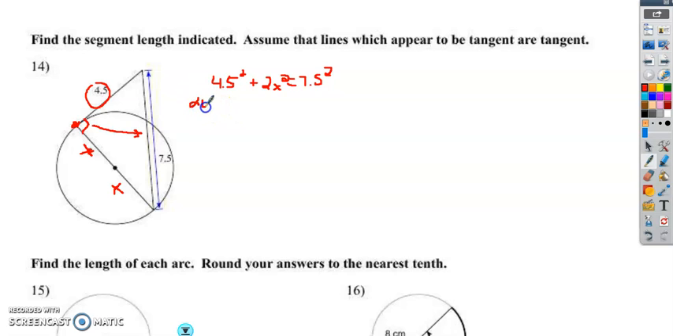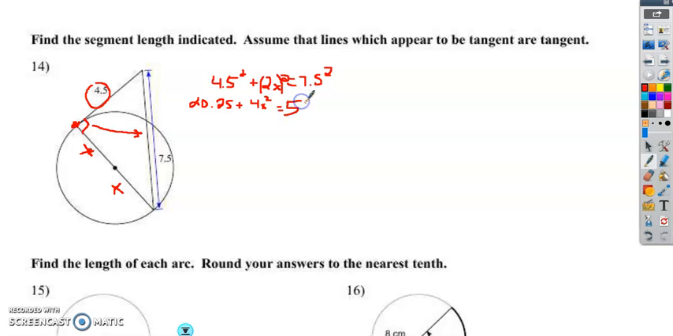So what I'm going to do here is go with 4.5 squared, which is 20.25. So I've got 20.25, and then this is going to be plus 4x squared. I probably should have had parentheses around this to begin with because it's really like having 2x times 2x. So it's going to be 4x squared. And then 7.5 quantity squared. 7.5 quantity squared is 56.25.